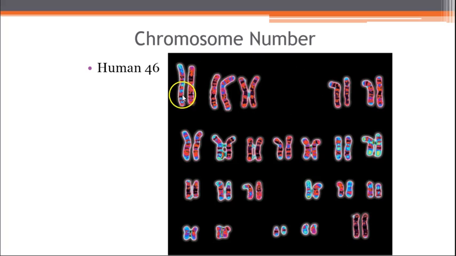You have 2 copies, one from mom, one from dad, okay? But this last one, this 23rd pair, is special. This is the sex pair, okay? And what you're looking at here is an X and an X, which means this is a female. But here's how it relates to what we're talking about.